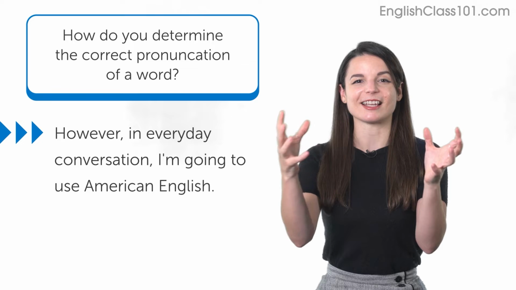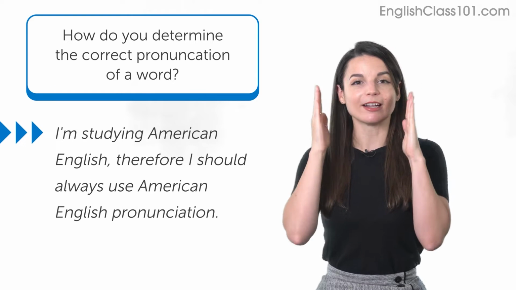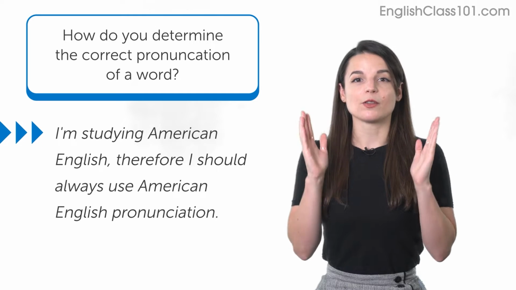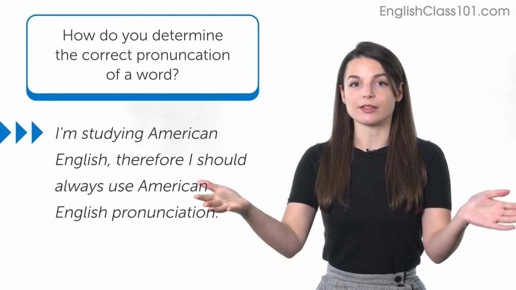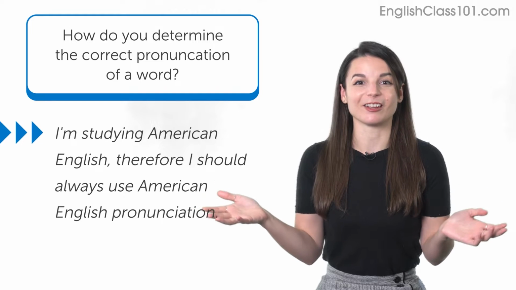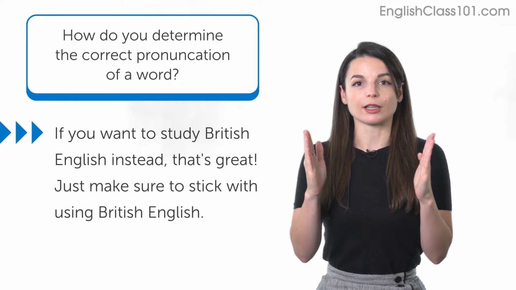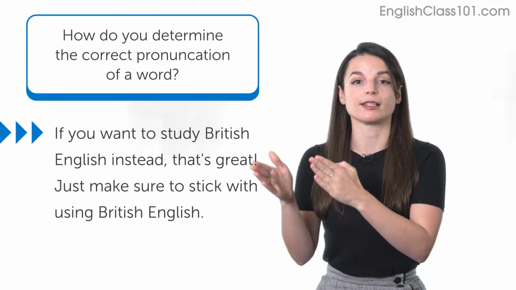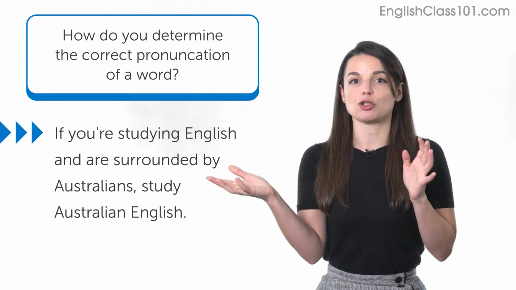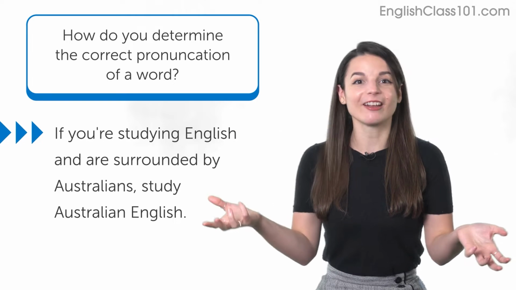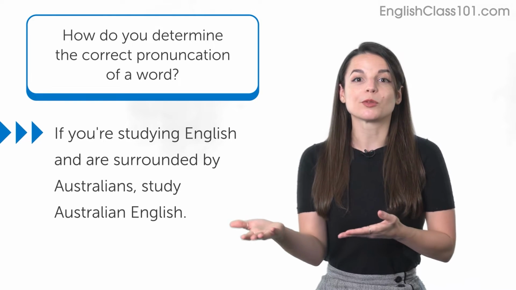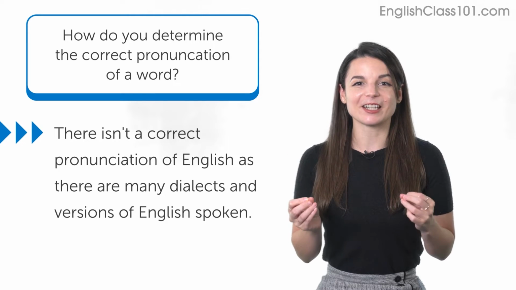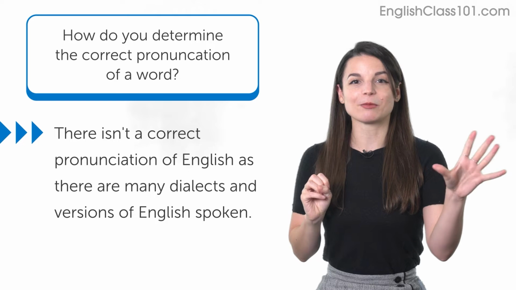You can kind of think of it as like a set, right? I'm studying American English, therefore I should always use American English pronunciation. So the same thing can be true for anybody else, anybody studying any language, really. If you want to study English and you want to study British English, great. Make sure you study British English pronunciation. If you're studying English and you find yourself surrounded by lots of Australian English speakers, you'll probably want to practice Australian pronunciation.